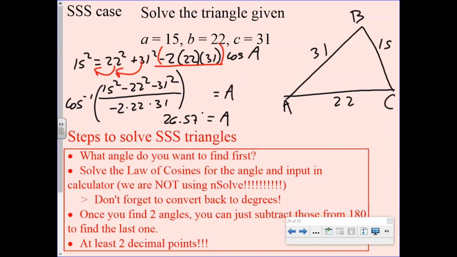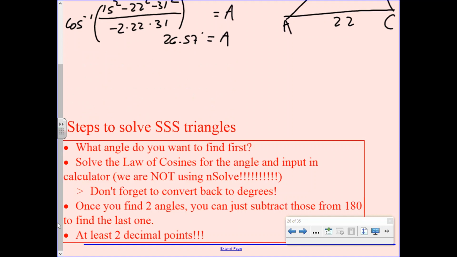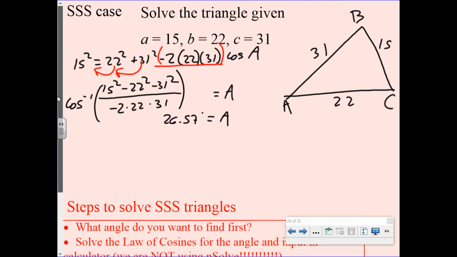So that's kind of what you do each time, right? What angle do you want to find first? Doesn't matter which one. Use the appropriate law, solve it. Don't forget to convert back to degrees. And then we're going to do the same thing for angle B. I'm going to move this down a little bit so I can get it out of the way. I'm going to do the exact same thing for angle B, find that one, and then for angle C, it's just going to be a matter of subtraction.